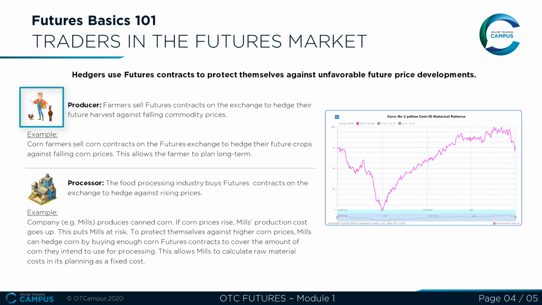These commercials would be known as producers. If they needed to purchase a physical commodity to process, refine, or manufacture, then they would be called a processor. Either way, these two commercial types have something in common: price risk.